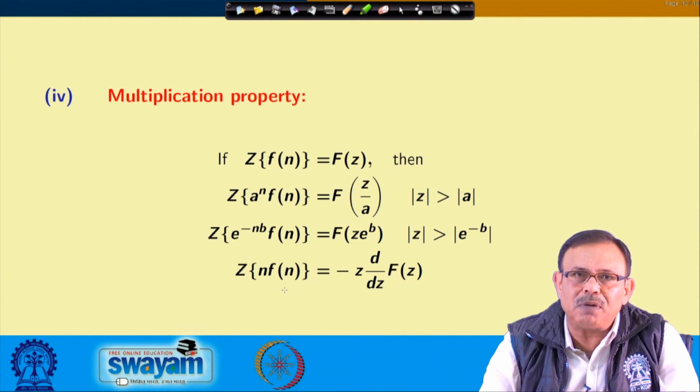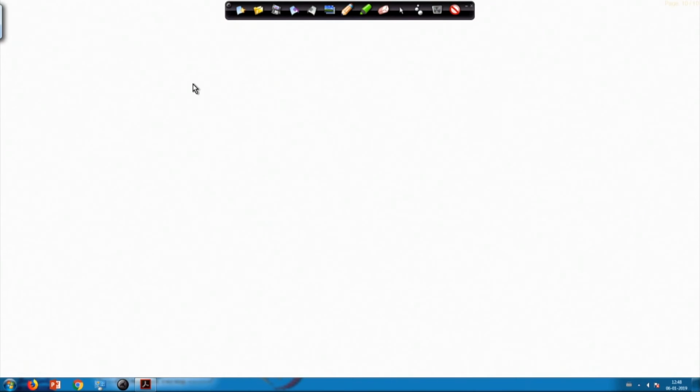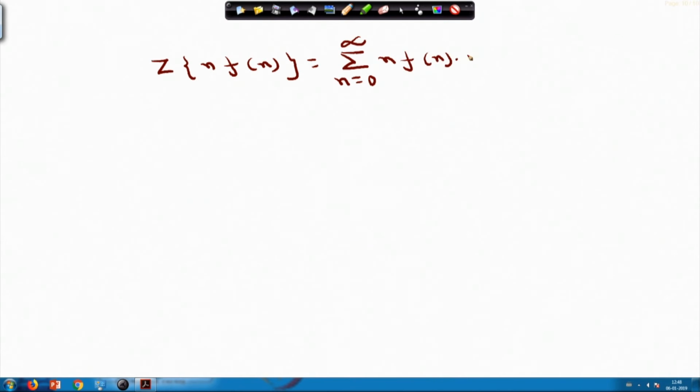So, the Z transform of n f(n) equals minus z d/dz of capital F(z). Let us see the proof of this one. Z transform of n into f(n). We are starting from the definition of the Z transform. I can write down summation n equals 0 to infinity n f(n) into z to the power minus n.